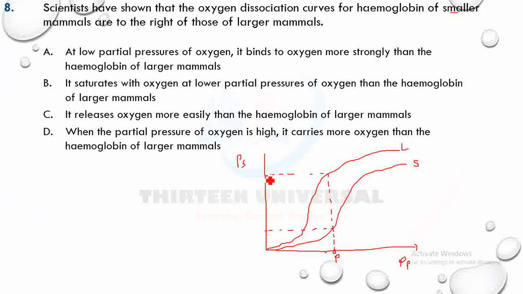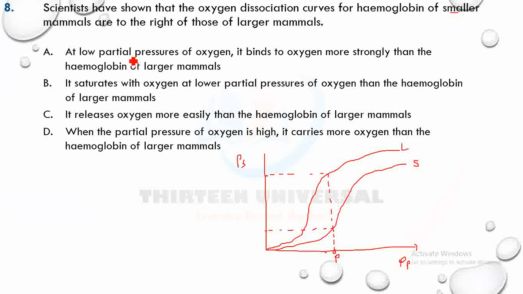So once you know this, you know that the higher the percentage saturation of a particular hemoglobin with oxygen, the more affinity the hemoglobin has for oxygen. So that means that the larger mammal has higher affinity for oxygen than the smaller mammal. Because the smaller mammal releases oxygen quickly. At this pressure it is less combined with oxygen because the percentage saturation is low. Okay, let's go to the question.